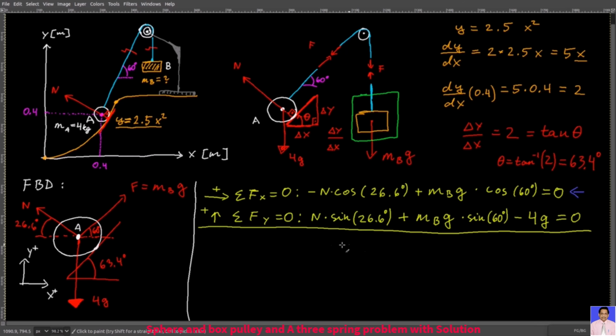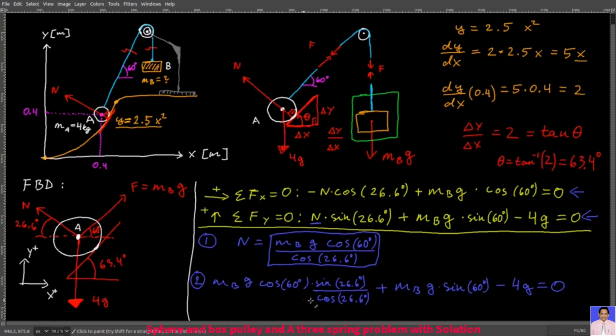From the first equation, you can write N equals this expression. You simply do the algebraic manipulation and you express N in terms of other variables. Then in the second equation, you replace this N with this expression here. And if you do that, then your second equation will look like this. Here I've simply replaced N with this expression. Then from here, you know that you can have tangent 26.6 degrees, and now you only have one unknown, mb.